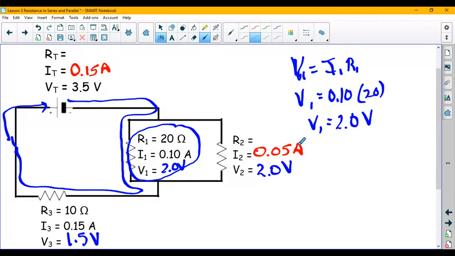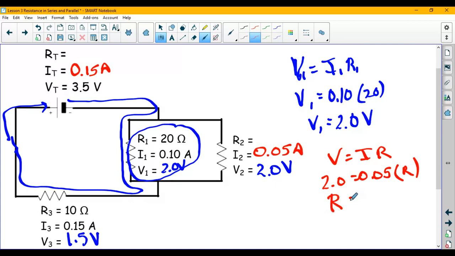This now lets me figure out the last couple of things because I can now use my V equals IR here to find out my resistance in the second one. So 2 is 0.05 times R. So 2 divided by 0.05 will give me my answer, in this case 40 ohms. So I know I have a resistance over here of 40 ohms. And I'm just doing my work on the side because then it lets people see what I did.